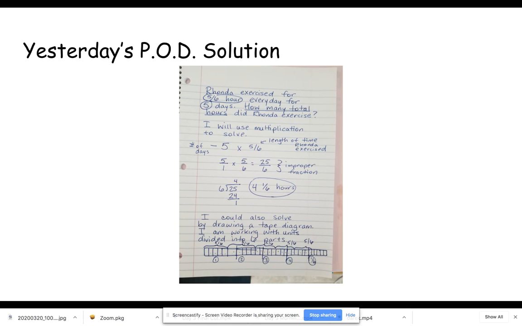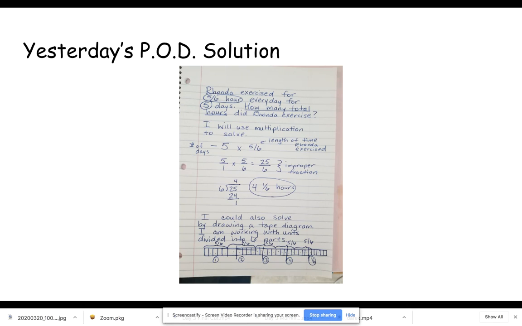The operation that I decided to use to solve the problem is multiplication. So I multiplied 5, the number of days Rhonda exercised, times 5/6 hour, which is the length of time she exercised each day. When you multiply a whole number by a fraction, it is the same as saying that whole number over the number 1. So then I showed 5 over 1 times 5/6 equals 25/6.